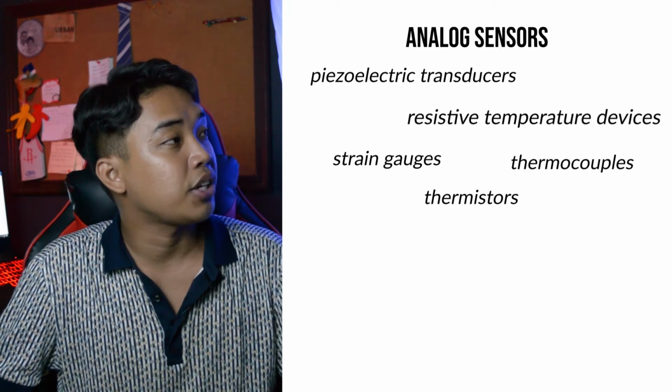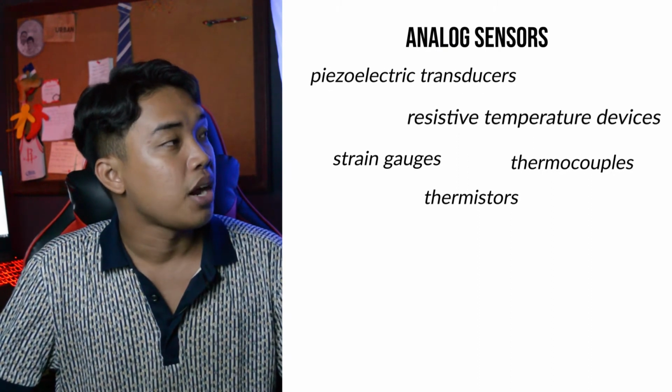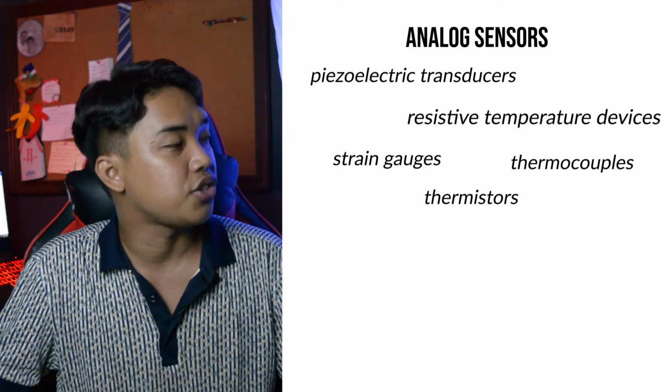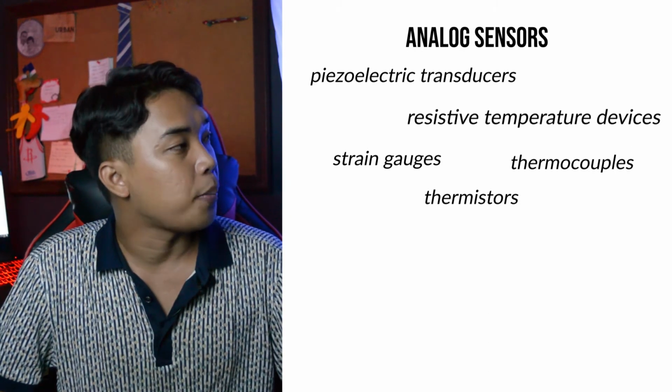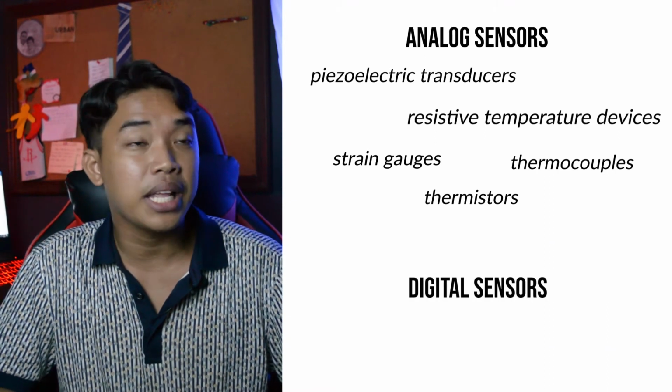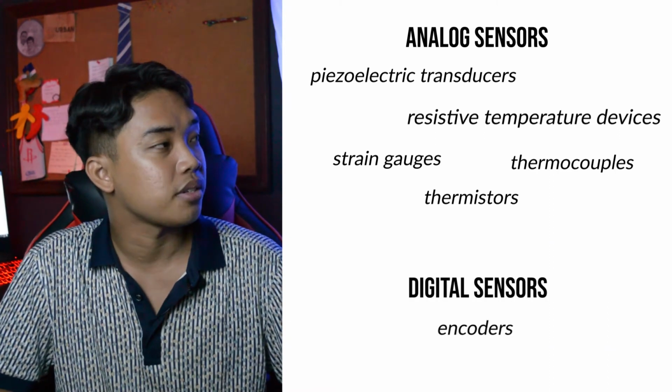Now, let's try to classify these sensors according to their types. For analog sensors, we have piezoelectric transducers, resistive temperature devices, strain gauges, thermocouples, and thermistors. For the digital sensor, we only have encoders.